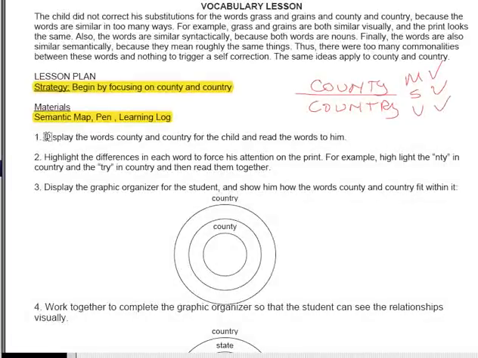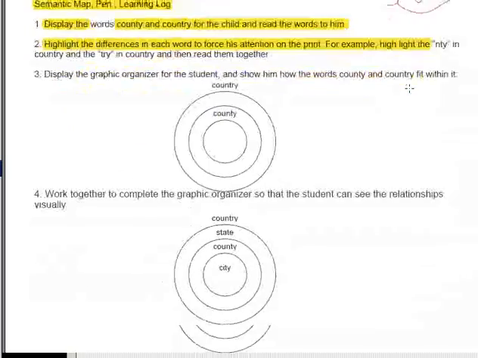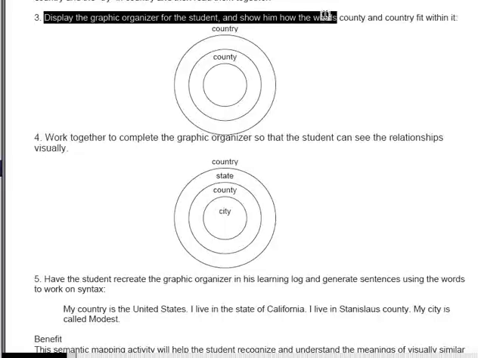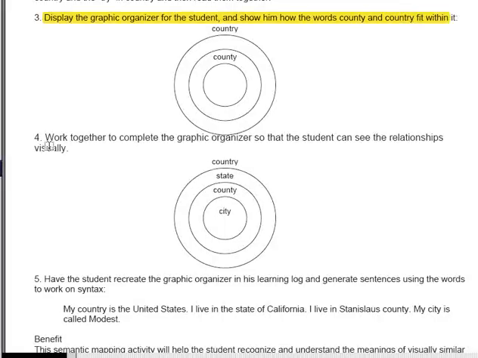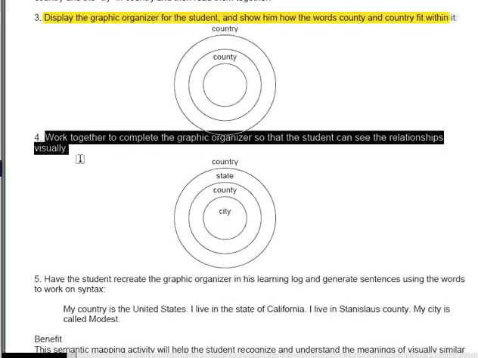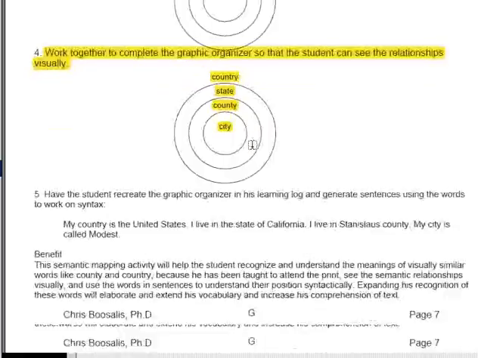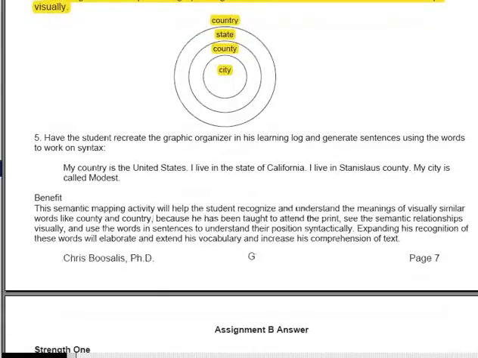And then you want to display, because you always display the words county and country for the child and read them to the child. You have to highlight differences in the word to focus the child's attention on the print. You see, what that's going to do is take care of the visual problem that the child is having. But also you have to get at the meaning. You will also, if you look at this carefully, display the graphic organizer and show them where county and country fit within it, and then work together to complete it. So you have, for example, city, county, state, and country visually depicted on this graphic organizer called a semantic map.